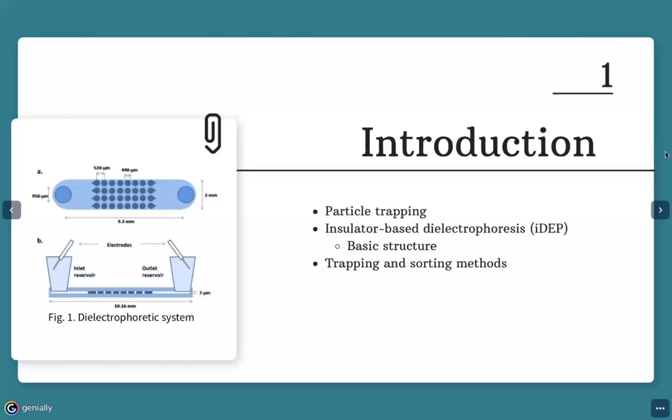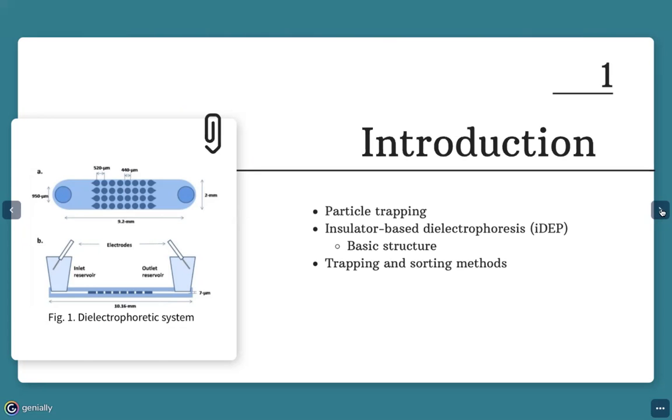The basic structure of an iDEP device consists of a microchannel in which the particle-containing fluid will flow. It also contains three-dimensional structures which will act as insulators and thus generate the non-uniform electric fields. These fields will trap the particles of interest. Attached to the ends of the devices are the electrodes.